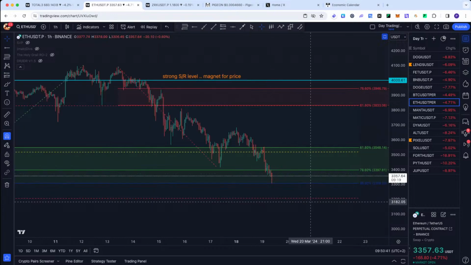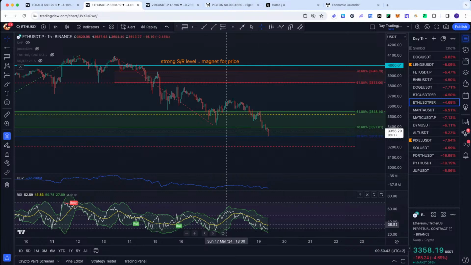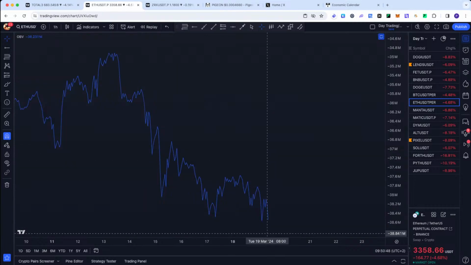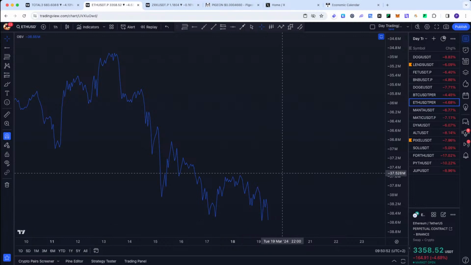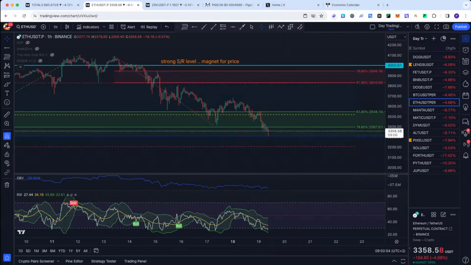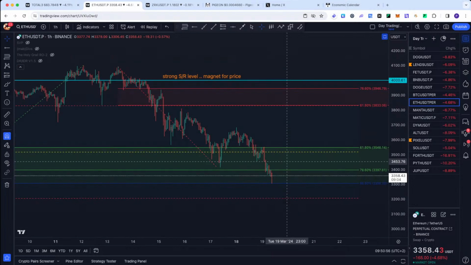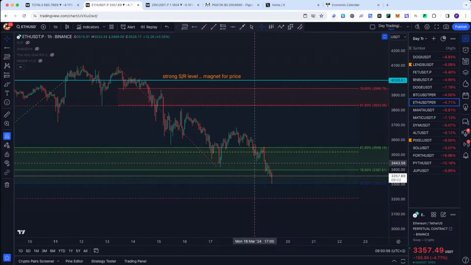I don't see anything on indicators for the moment. Some potential on OBV. You can see it here, but it's barely, and I don't know if we'll drop a little bit more, we'll close that one. But let's wait for a clear W. Let's wait for a clear setup. Let's not chase to the downside. Let's not catch falling knives.